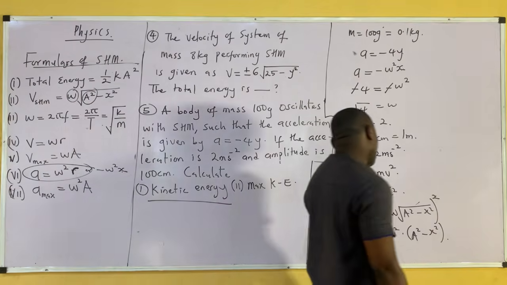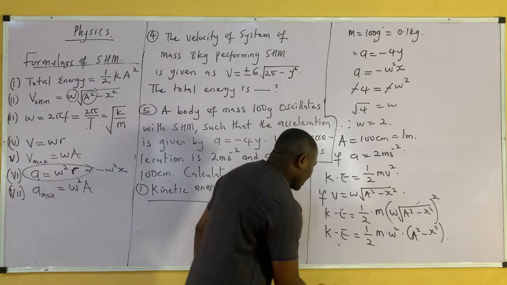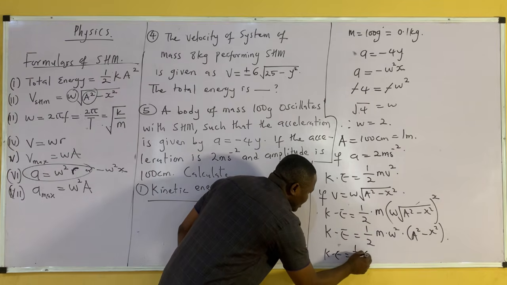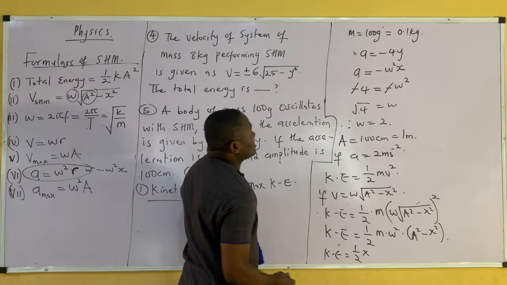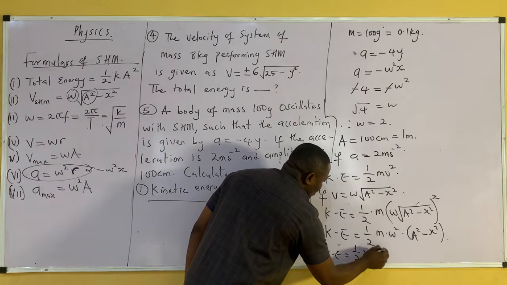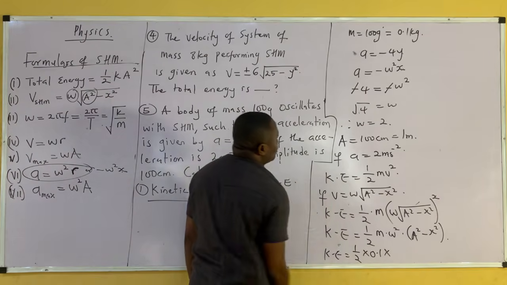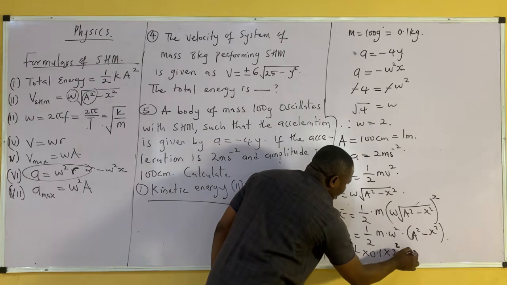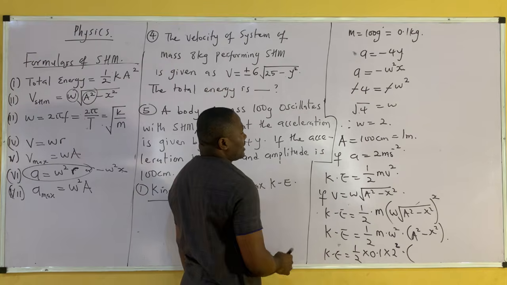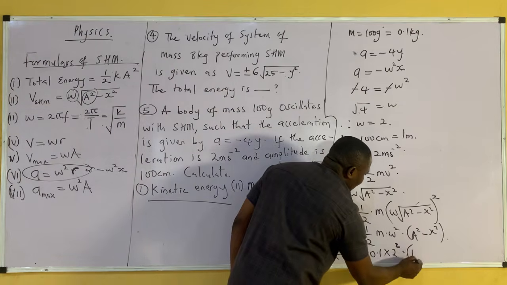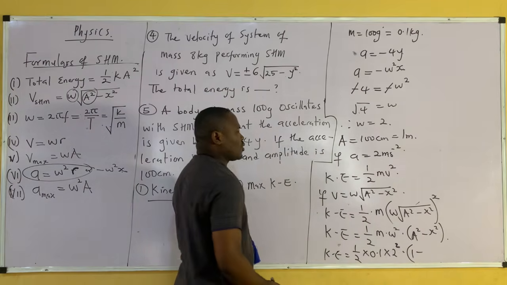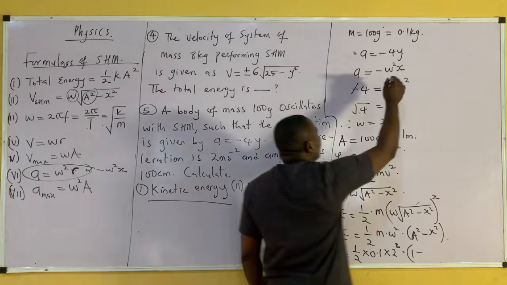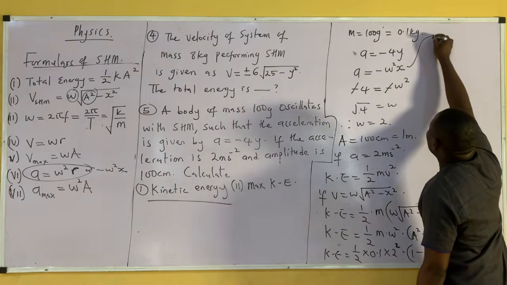That's the formula I can use to solve this question. Kinetic energy is equal to 1 over 2 times the mass. The mass is 0.1, times what is w? w is 2, which is 2 squared, open bracket. What is our a? a is 1, minus what is s squared? That's very important. How can I get s squared?